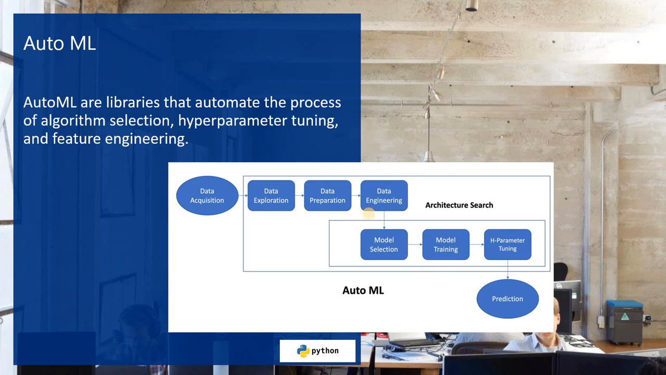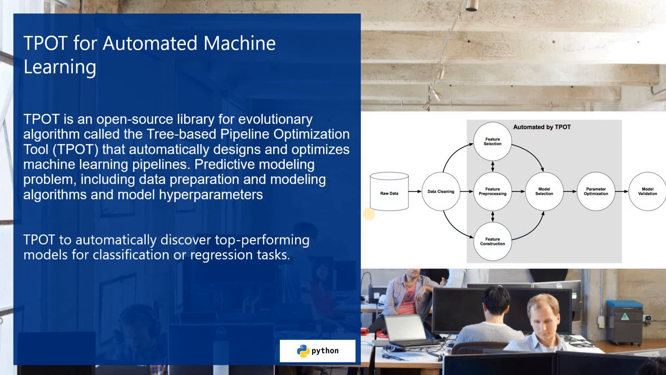So we will do the first library of AutoML, that is TPOT. So what is TPOT? TPOT is an open source library for evolutionary algorithms, called a Tree-based Pipeline Optimization Tool, that automatically designs and optimizes machine learning pipelines. It is used for predictive modeling problems, including data preparation, data modeling, algorithms, and model hyperparameters. With TPOT, we can handle both regression and classification problems.